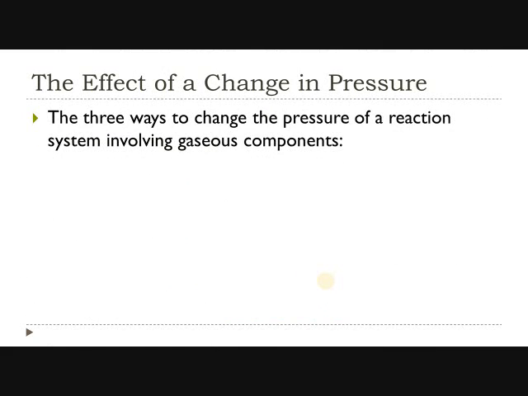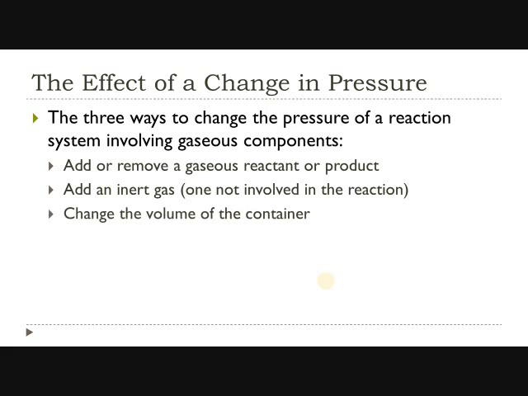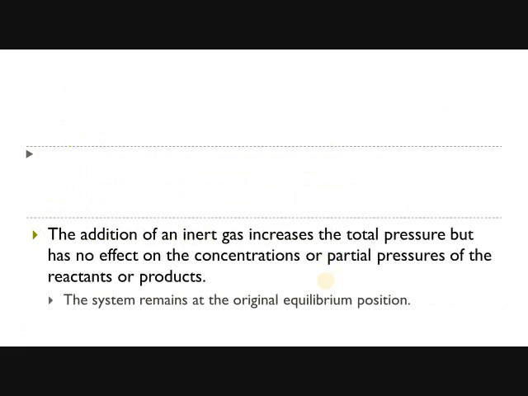Now let's talk about pressure changes. This only really affects when you have gaseous components. So you can add or remove a gaseous reactant or product just like we just did. You can add an inert gas, which is not involved in the reaction, but it may change the pressure. And you can change the volume of the container. All these three ways are how we affect pressure.